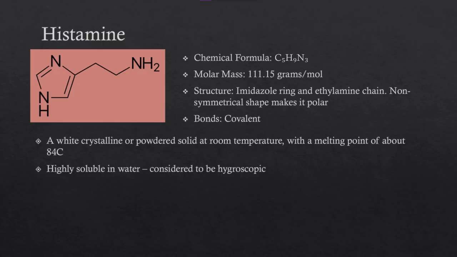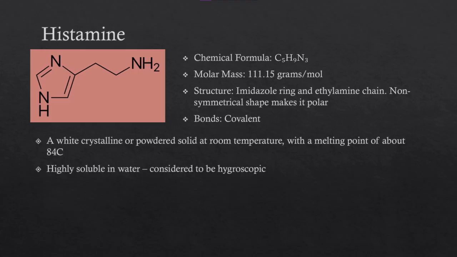Histamine is a type of biogenic amine derived from the amino acid histidine. Structurally, it is a simple compound, a five-membered imidazole ring attached to an ethylamine chain. It has a chemical formula of C5H9N3 with a molar mass of 111.15 grams per mole. Its bonds are all covalent, as well as its asymmetrical structure, making it a polar molecule.